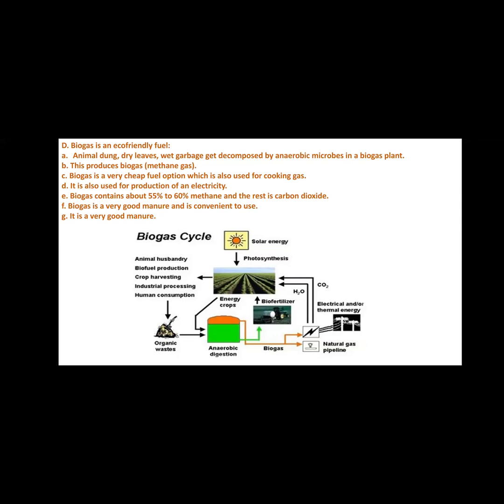It is also used for production of electricity. So if a large amount of biogas is available, then we can also use it for the production of electricity. Biogas contains about 55% to 60% methane, and the rest is carbon dioxide.